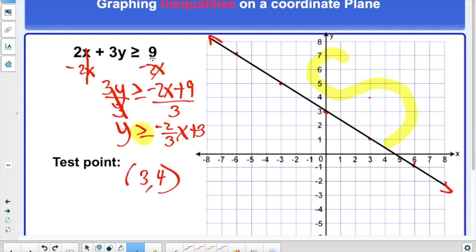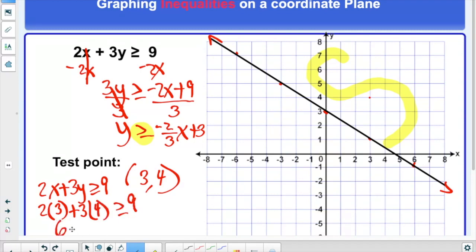I'm going to plug into the original. It's always best to plug into the original inequality or equation that they give you, because you might have made a mistake over here and not even know. So I'm going to plug into 2x plus 3y is greater than or equal to 9. The x value is 3. The y value is 4. That's clearly greater than 9 because 6 plus 12 is definitely greater than 9. So this works out.